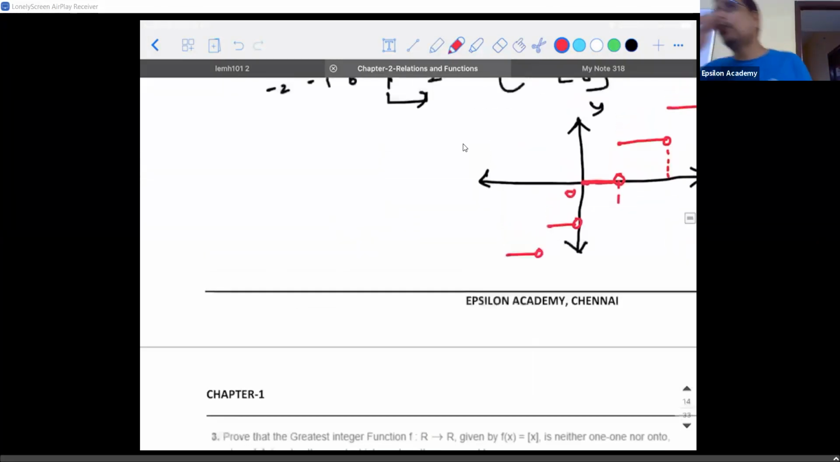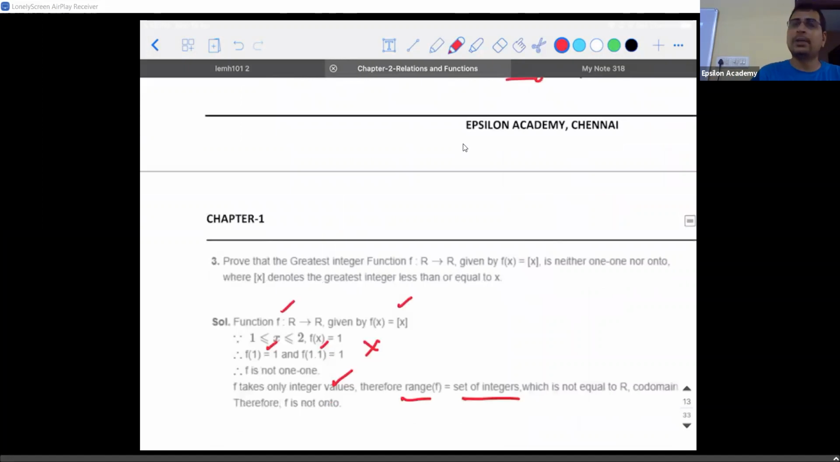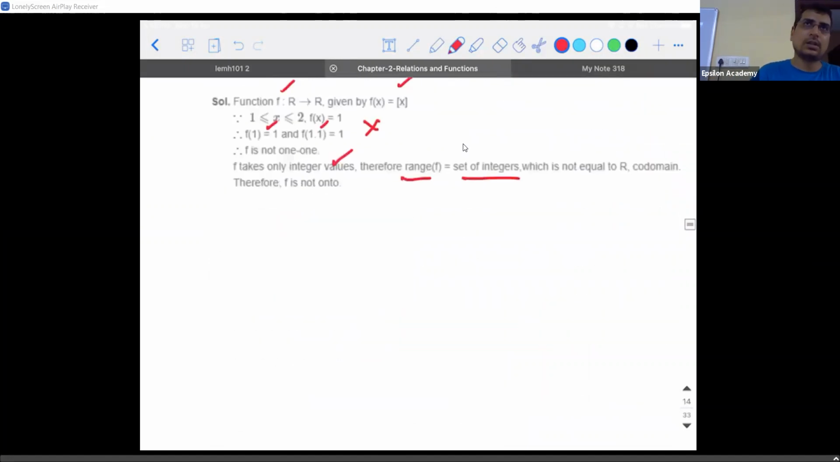So the other way to look at an onto function from the graph is that you are able to find this amount of empty space. That empty space belongs to real numbers. It has to be filled. If not, it is not an onto function. Had the same question been R to Z, it would be an onto function.